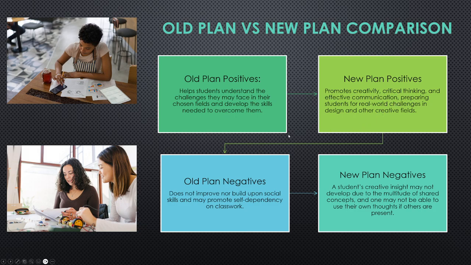Because this brings on the whole notion of the old plan negatives. And obviously the biggest factor here is it doesn't improve nor build upon social skills, and it's going to increase the likelihood of wanting to go through self-dependency within classwork. Now, if you understand the work they have to do and you know how to get it done, that's perfectly fine. However, it always does help to build up the notion that if there's other ways that you could get your work done just as effectively, if not more, then you really want to hear it out through your peers.